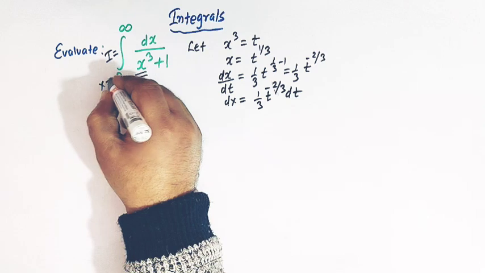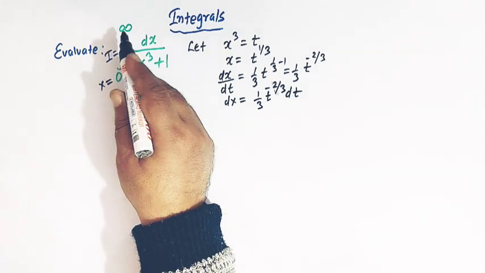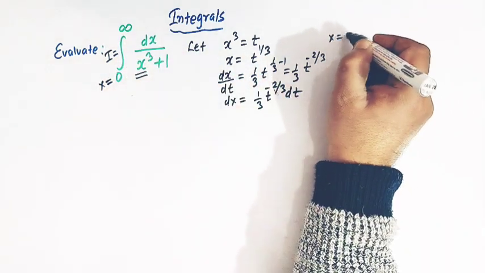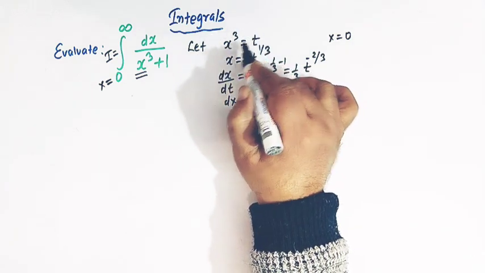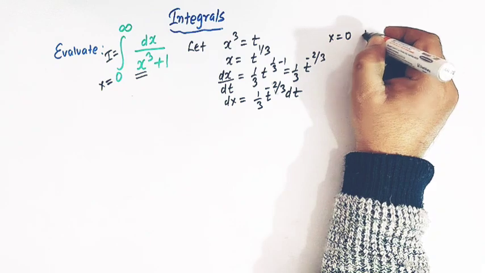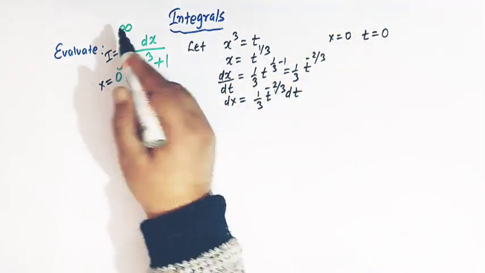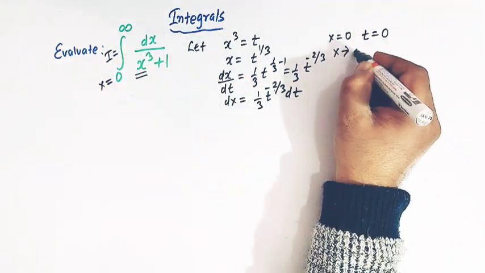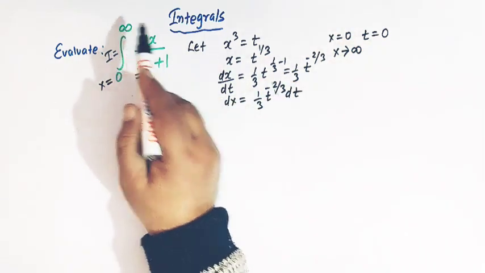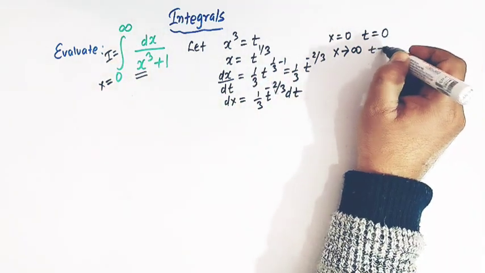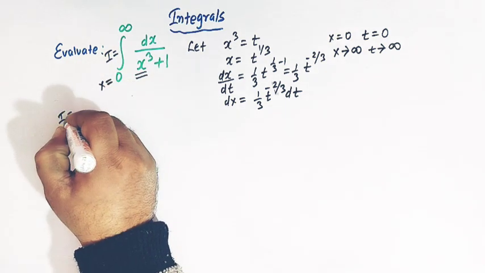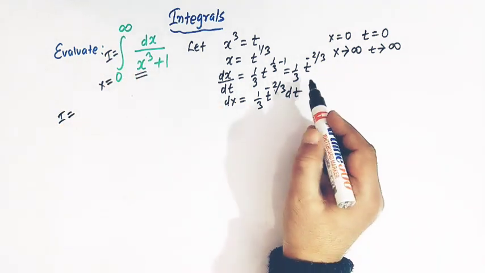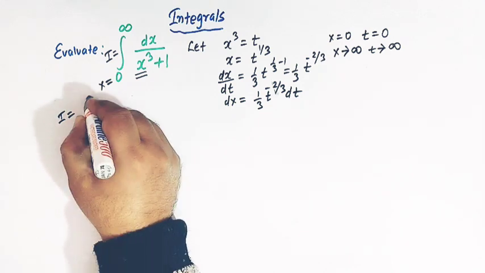Now see, the limits vary from 0 to infinity. So when x is 0, we can take the value of t from this relation. So t is also 0, and when x tends to infinity, then t also goes to infinity, right? So now this integral I can be written in terms of t as 0 to infinity.